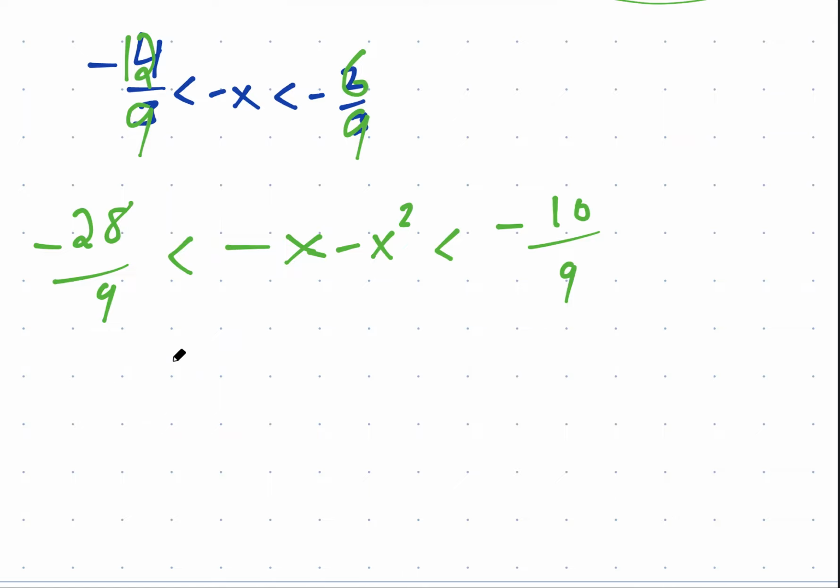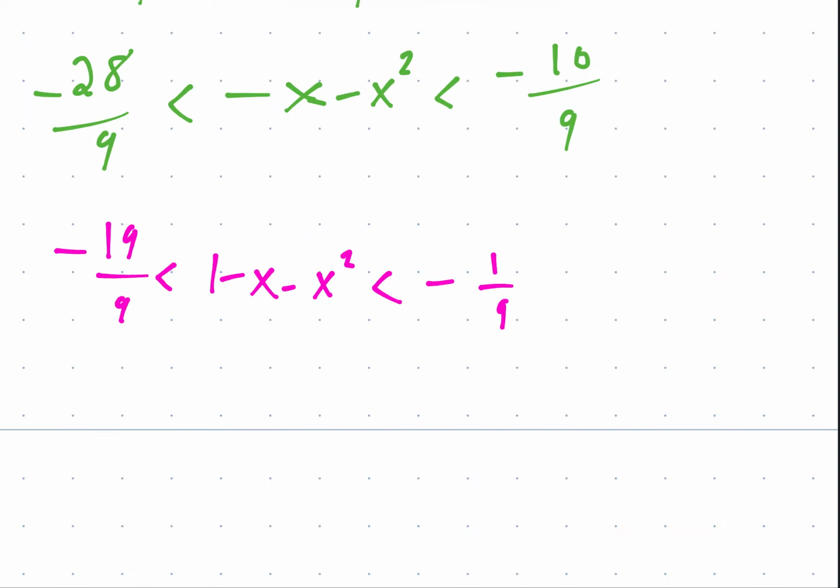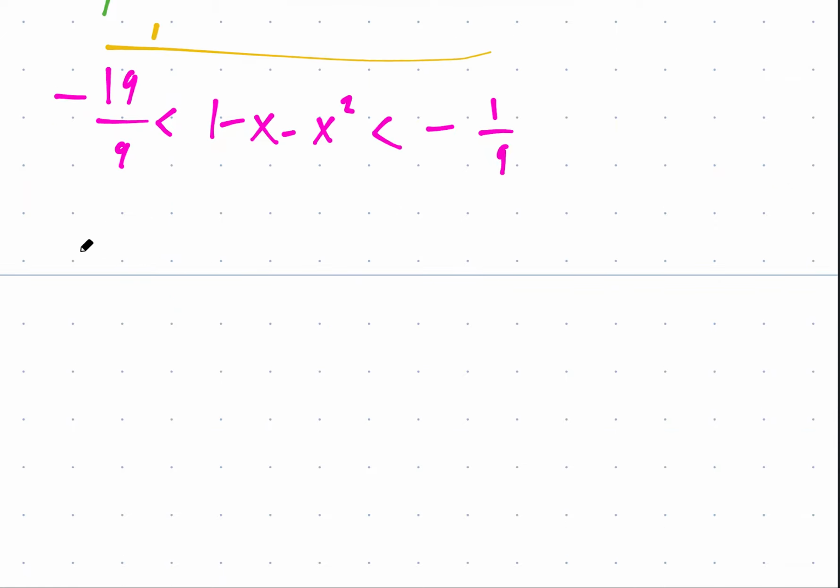And so if we add 9/9 to both sides, we get negative 19/9 is less than 1 minus x squared is less than negative 1/9. And now what we want to do is take the inverse of this, because we want that 1 over. So if we take all the 1 overs here, we end up getting that negative 9 is less than 1 over 1 minus x squared, which itself is going to be less than negative 9/19.